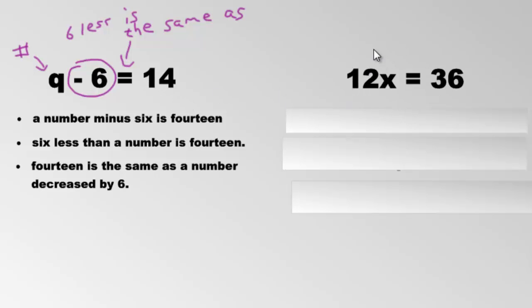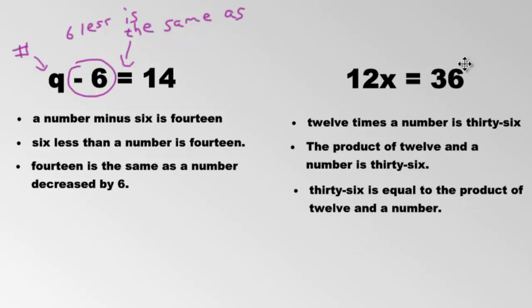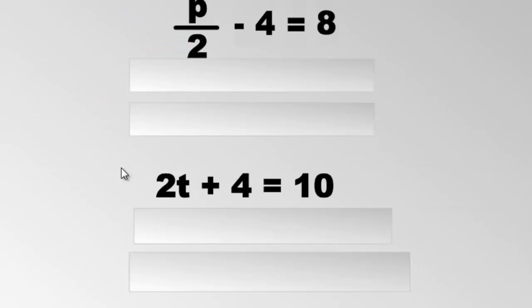Now, how about this side here? We have multiplication happening. This x here is being multiplied by 12. We can say the product of a number and 12 is 36. We can say 12 times a number is 36. We can say the product of 12 and a number is 36. We can say, go backwards. You can say 36 is the same as, or is equal to, the product of 12 and a number. You've got the flexibility to make anything work out with these statements.